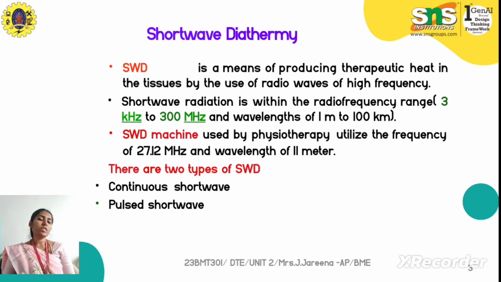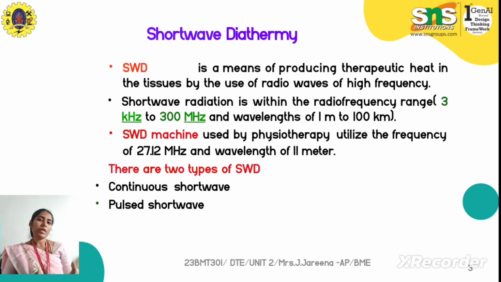In the physiotherapy department, the shortwave diathermy machine is used in the frequency of 27.12 megahertz, which is the optimized level, and a wavelength of 11 meters, which is highly recommended for therapeutic effect, that is for pain relief or other joint or muscle related problems. So that is all about the shortwave diathermy machine.